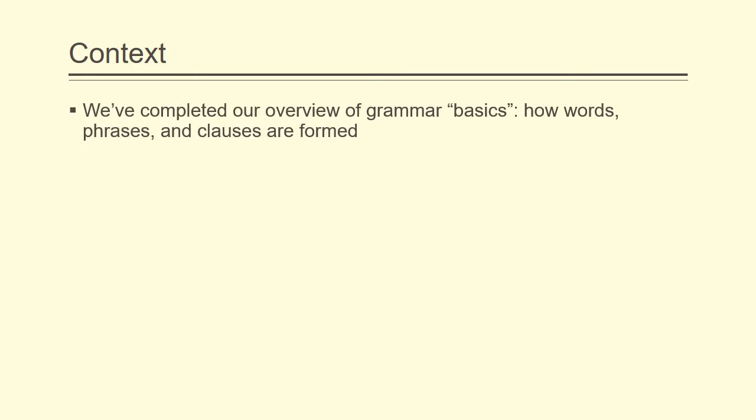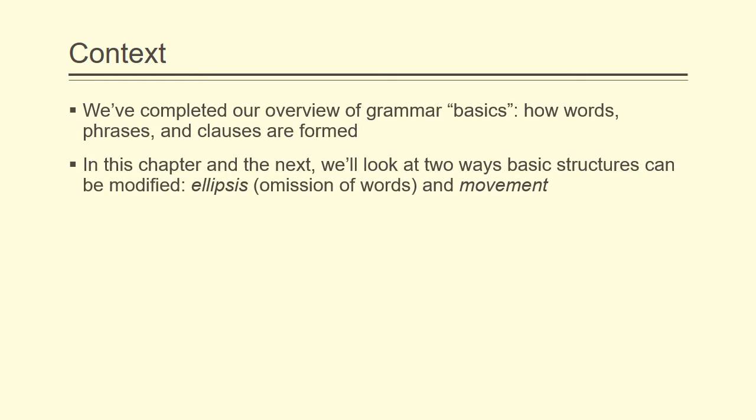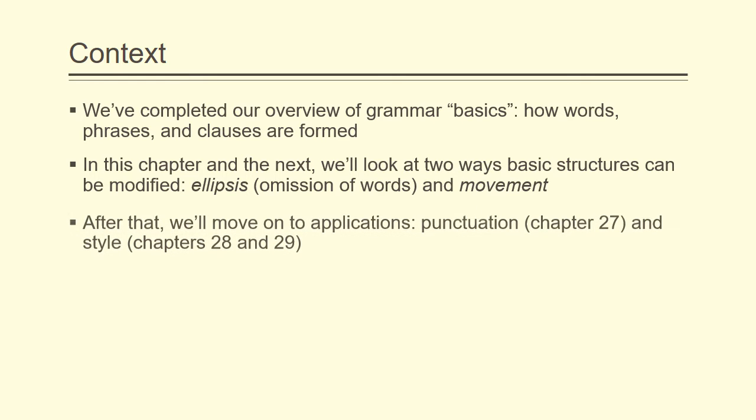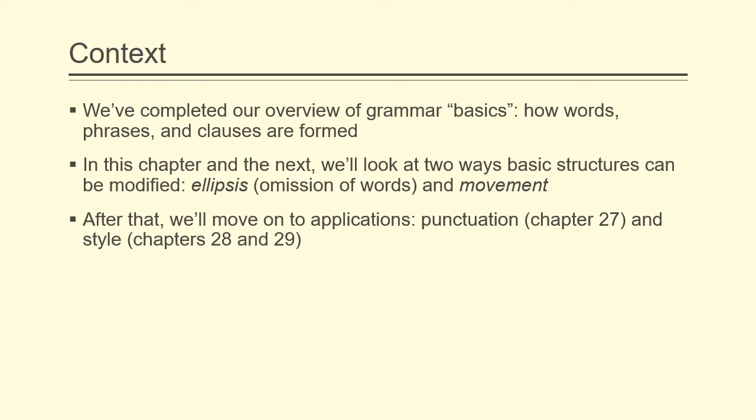So first, a little bit of context. We've now completed our overview of the grammar basics, which in essence is how words, phrases, and clauses are formed. In this chapter, as well as the next, we're going to look at two basic ways that these structures can be modified. One is through ellipses, which just mean omission of words, and the second is movement. After that, we'll move on to applications, namely punctuation in chapter 27, and then two chapters on style, 28 and 29.